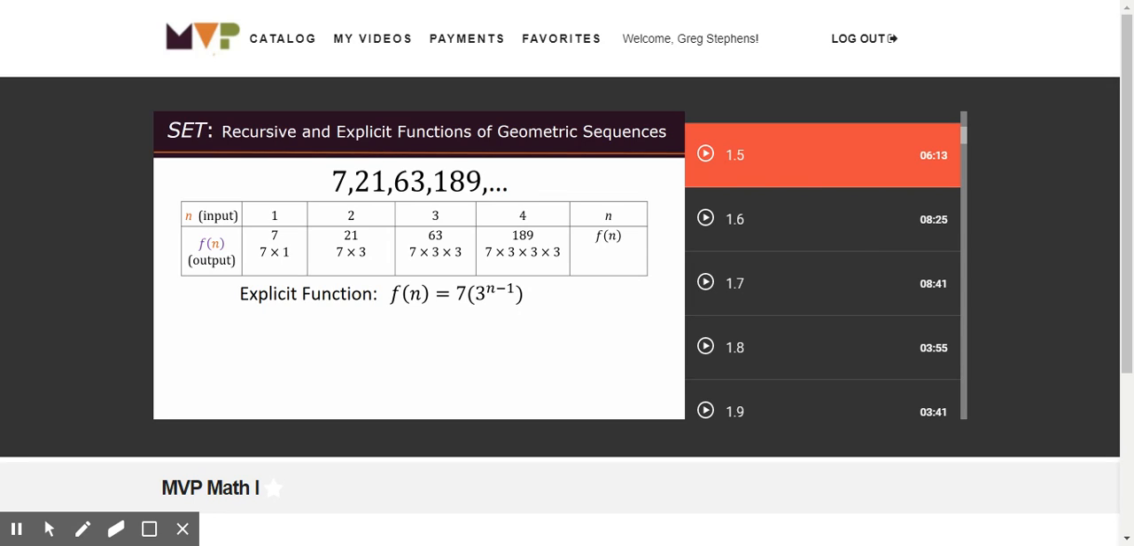If you are concerned that the first term is 7 times 1 instead of 3, you may need to recall that 3 to the 0 power equals 1. Actually, any number except 0 raised to the 0 power equals 1. Note that the common ratio appears as the base of the exponential equation.